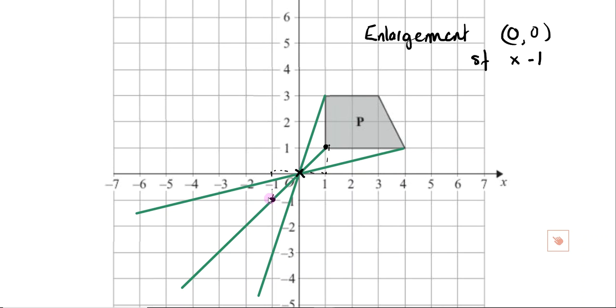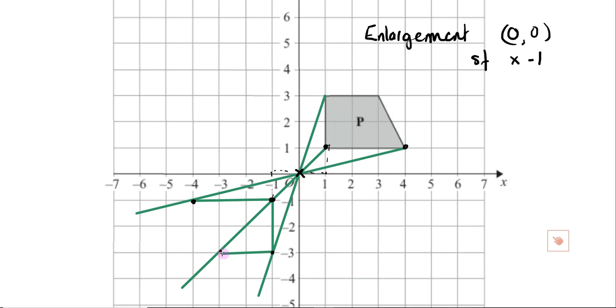So it goes left. This point over here is right 4, up 1. So I'm going to go left 4, down 1. So it's there. All right. This point would be here. This point I didn't do, but it's going to be here, isn't it? All right. So that would be my shape.